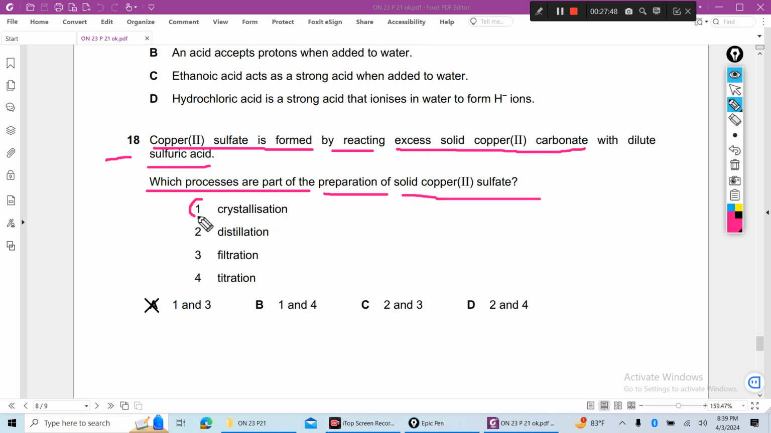So 1 is needed, crystallization, because after filtration the filtrate is heated to the crystallization point, is true. And then filtration, to separate solid crystals, filtration is needed. But titration, no. So answers 1 and 3, I mean A, is the correct answer. Distillation here is not needed, titration here is not needed, wrong answer.